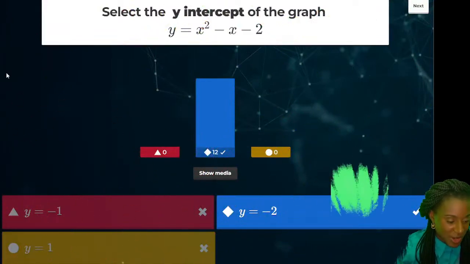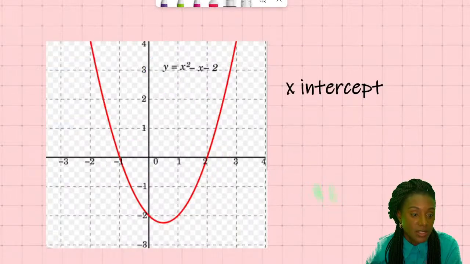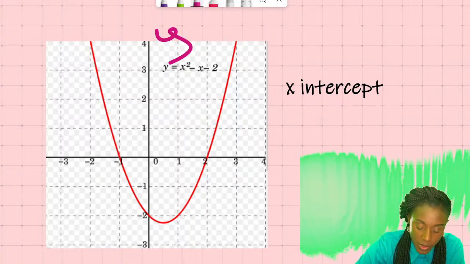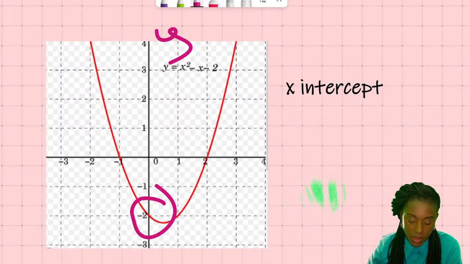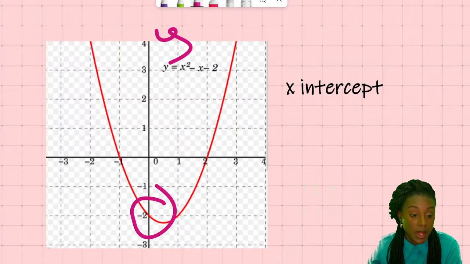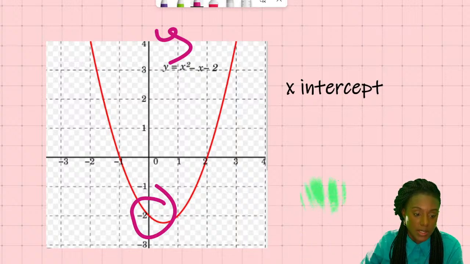Everyone got this correct. So here I asked for the y-intercept. So this is where the graph will intersect with the y-axis. And this is at this point here. Okay? So I know I already asked you for the coordinate for this one. It's (0, -2). Okay, so the value for x would be 0 at this point. But the y-intercept would be y is equal to -2.